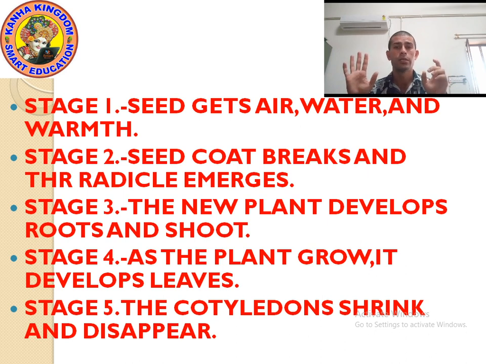So these are the 5 stages. Stage number 1, the seed gets air, water and warmth. Stage number 2, the seed coat breaks and the radical emerges. Stage number 3, the new plant develops root and shoot. Stage number 4, as the plant grows, it develops leaves. Stage number 5, the cartilage shrinks and disappears. Okay.